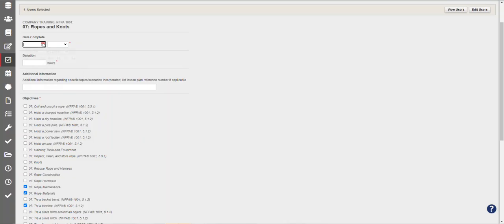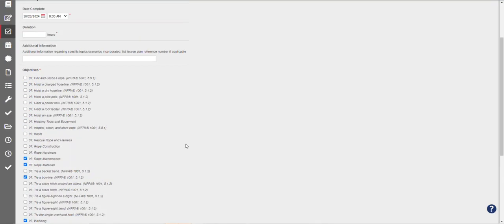You're going to put the date when you did it, and how long you did it for. In here, please be descriptive as to what you did, what kind of knots you did, if you made a lesson plan for it, anything like that. But any pertinent information you put there, then you would record it as complete.